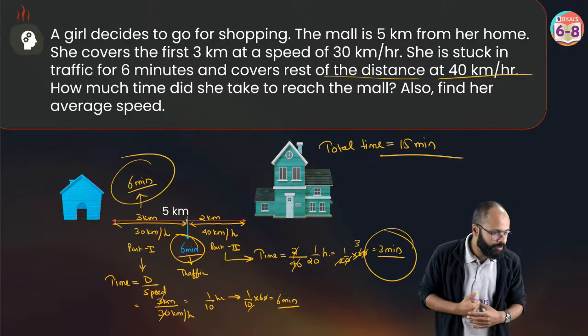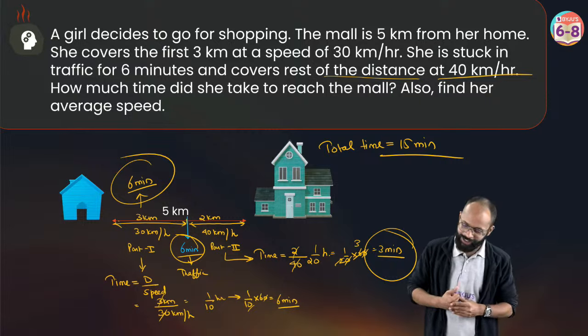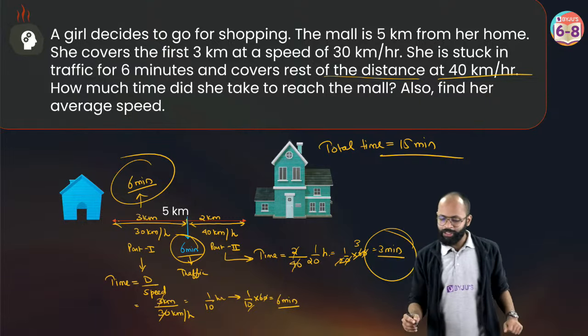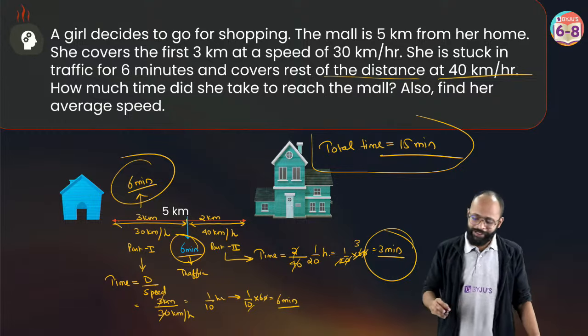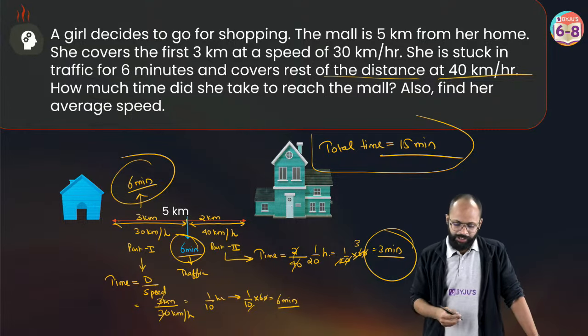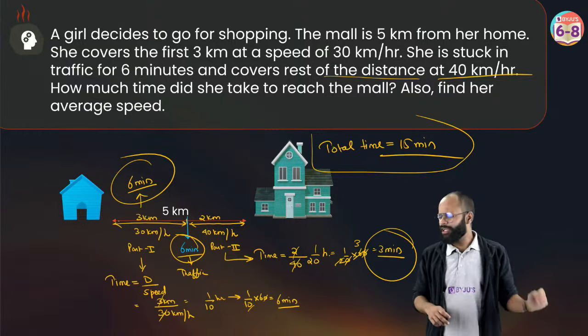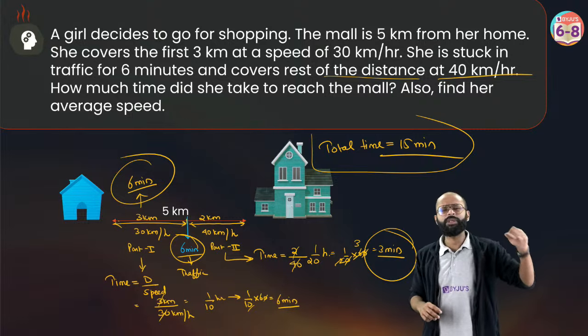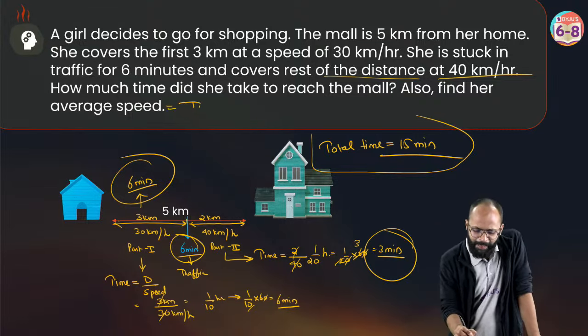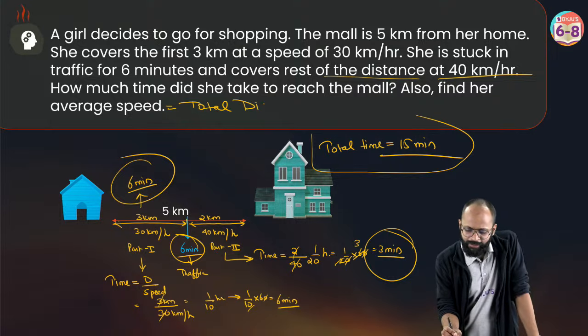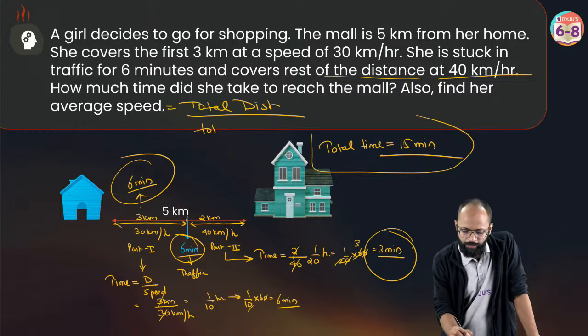Find out the average speed. Okay, nice. Now comes speed. That one is done. Sir, how to find average speed? What was the formula for average speed? Total distance upon total time.